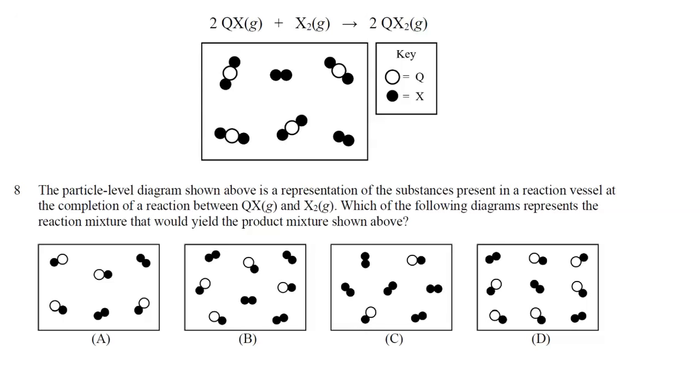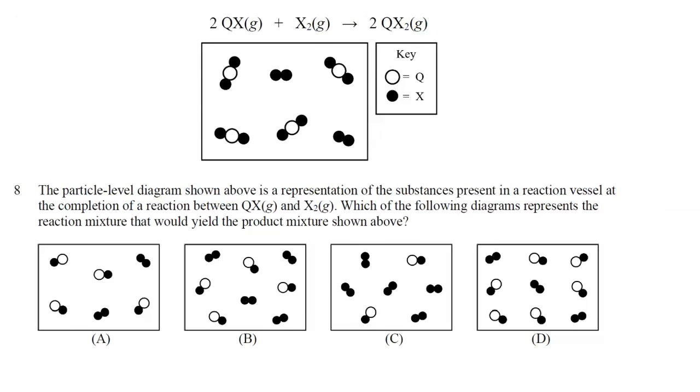Question 8 says, the particle level diagram shown above is a representation of the substances present in a reaction vessel at the completion of a reaction between QX and X2. Which of the following diagrams represents the reaction mixture that would yield the product mixture shown above? So, unlike question 7, where we were going from a reactant mixture to a product mixture, here in question 8, we're going in the opposite direction. We are given a product mixture, and we have to go backwards to the reactant mixture.